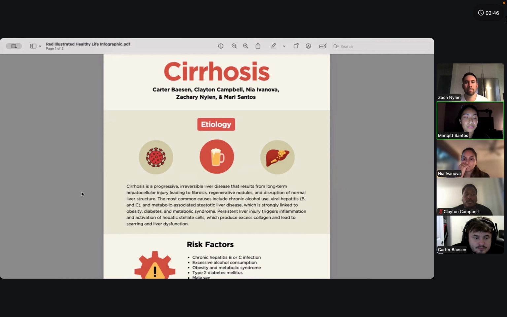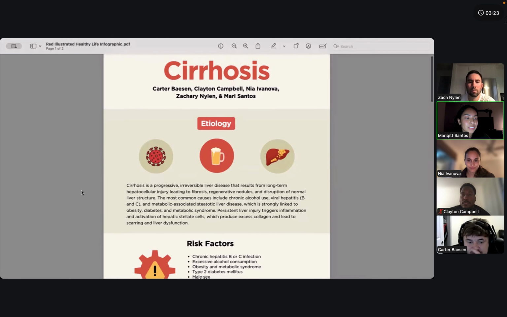There are many different causes for cirrhosis, but the most common causes are going to be chronic alcohol use, viral hepatitis, most commonly B and C, and metabolic associated steatotic liver disease, which itself is associated with obesity, diabetes, and metabolic syndrome. Whatever the cause, cirrhosis pretty much follows a common pathway. So we're going to see persistent liver injury followed by inflammation and activation of hepatic stellate cells, which produce excess collagen and set the ground for tissue scarring and later liver dysfunction.